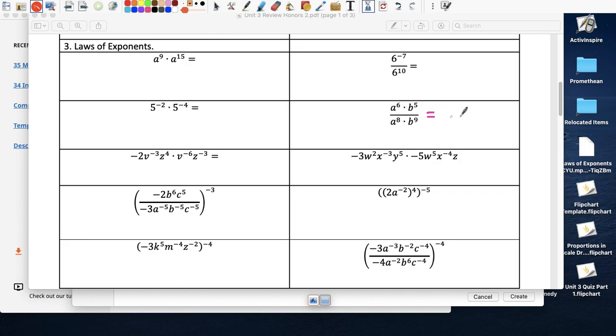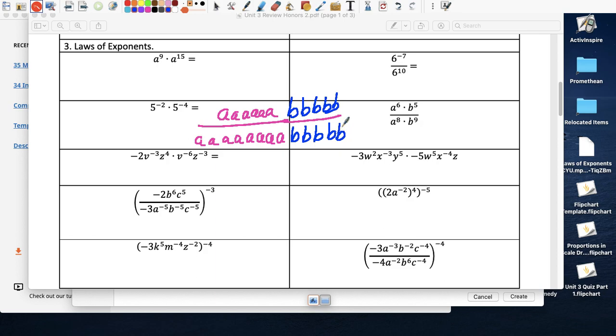All right, here, let's simplify. So I'll expand this. 1, 2, 3, 4, 5, 6. At the bottom we have 1, 2, 3, 4, 5, 6, 7, 8. The B's, let me change colors. We have 1, 2, 3, 4, 5. 1, 2, 3, 4, 5, 6, 7, 8, 9. Nobody's going to do this. I'm just showing you, right?